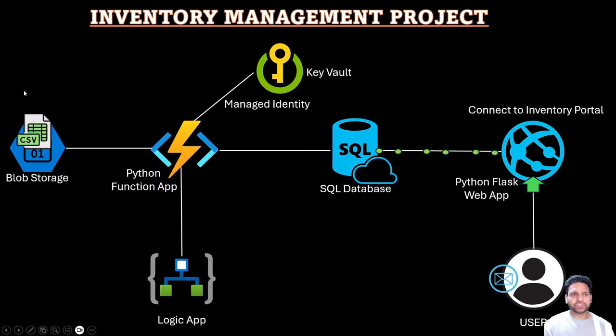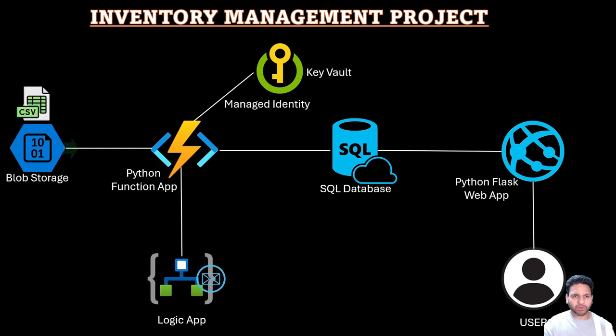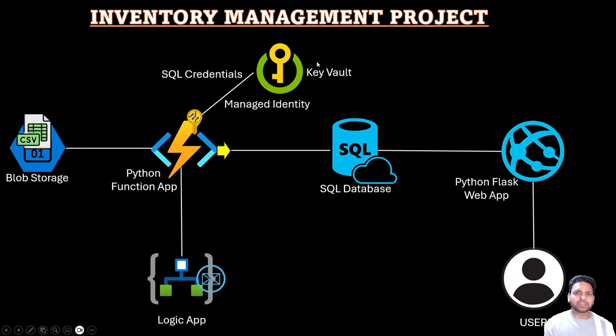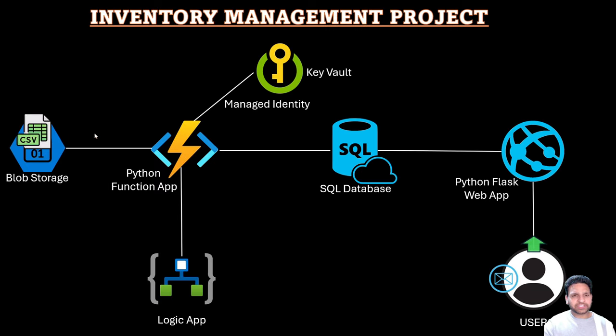So in this video, we have just created two resources, Blob Storage Account and Python Function App. And this Python Function App is not complete. We have just created the Function App, which can just trigger using the Blob Trigger. And in the next video, we will be creating the SQL Database, Key Vault, Managed Identity, and then update the Function App so that it will read the CSV file and update the content into the SQL Database. So that's all for this video, and check the next video in this series.